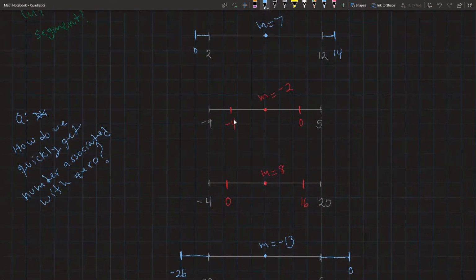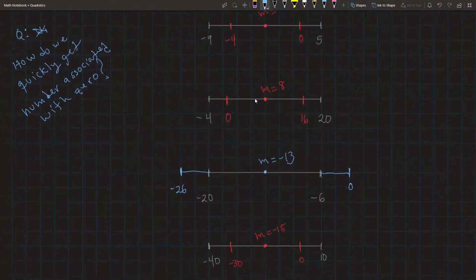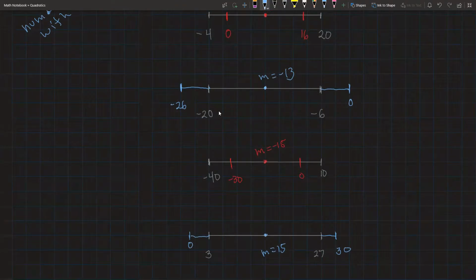All right, how do we quickly get this -4 that made the problem really easy? Now look at the given information in gray. Do you see a -4 hidden in what was given in the initial gray colors? Same thing here. All right, how do we get the key number associated with zero, this 16? How can we quickly see that in the given information? 20 and -4. Do you see a 16 there? And same thing here. The initial information was -20, -6, and our key number associated with zero is -26.